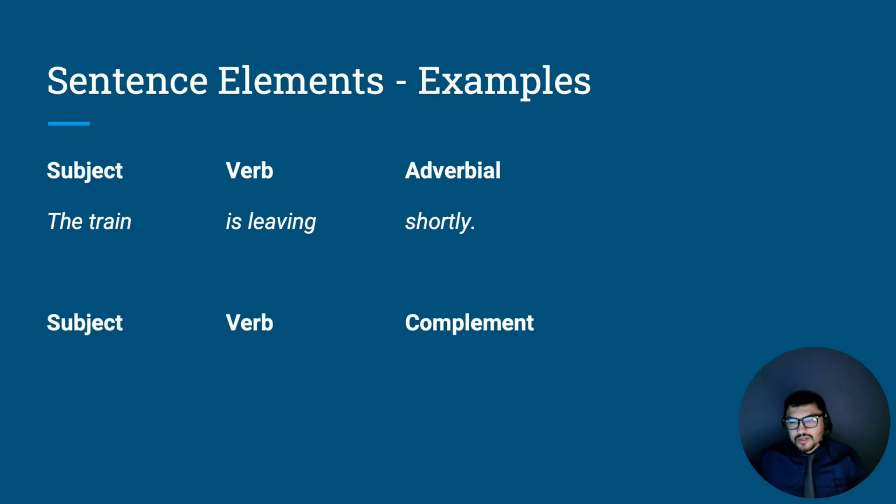Another structure we can use is subject-verb-complement. My mother was a doctor. So the subject is my mother. It is who the sentence is about. The verb is the verb be in the past, was, and the complement is a doctor. So this is complementary information about my mother in this case.